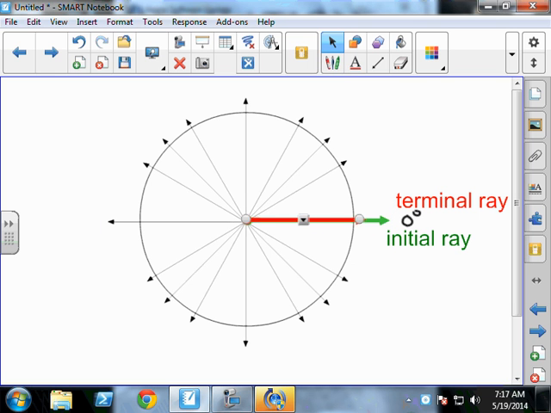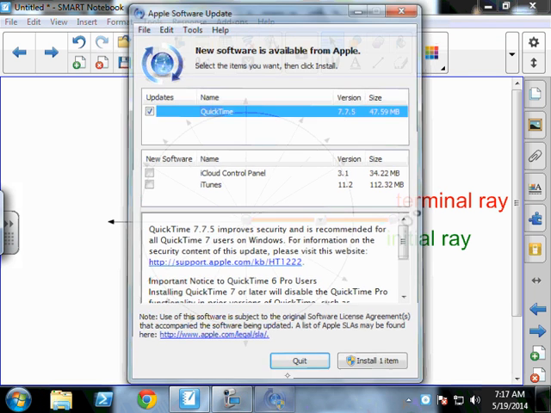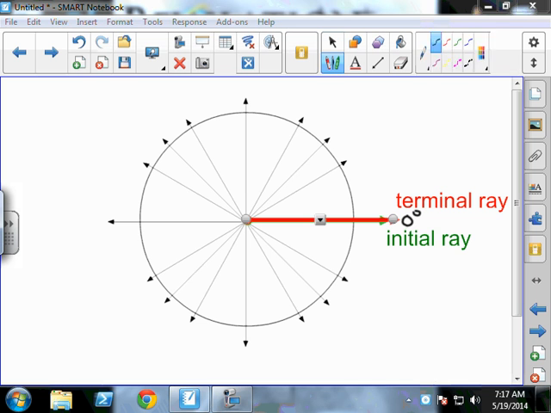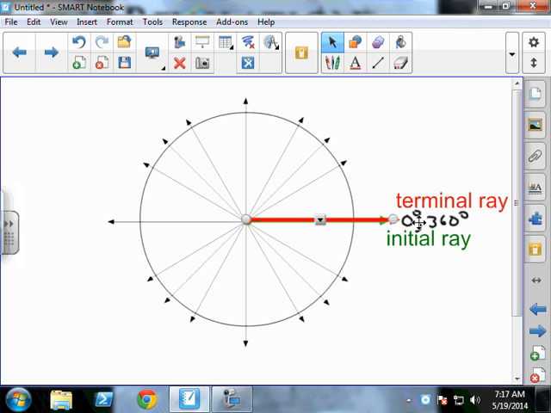If we were to take that red terminal ray and rotate it counterclockwise one complete revolution, I hope that many of you remember that one complete revolution is also 360 degrees. Similarly, 2 revolutions would be 720. So 0, 360, and 720, those are called coterminal angles, meaning they share a terminal ray. Okay, so 0 and 360, so there we go.